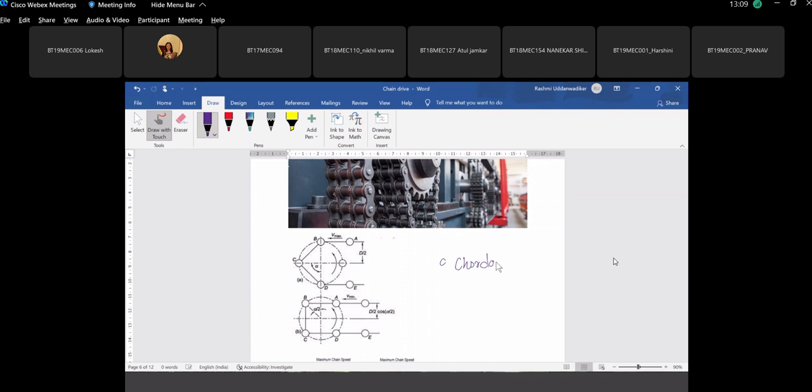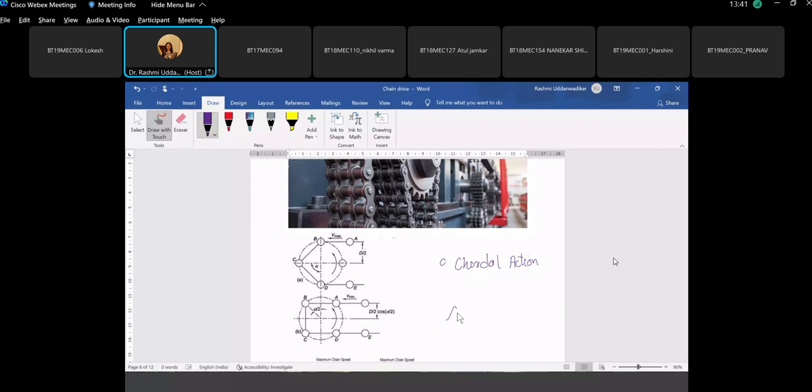So chordal action is basically the action of the chain, which is because of the finite length of the chain links, which are perfectly straight. Since these links are perfectly straight, they are making the chord of the circle. And before this moves from here to here, it has to lift up and there is an angle of articulation.